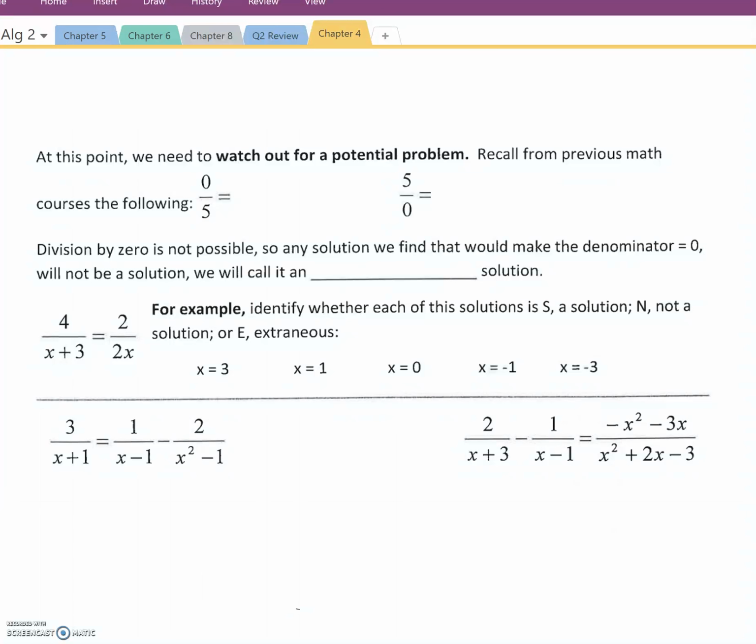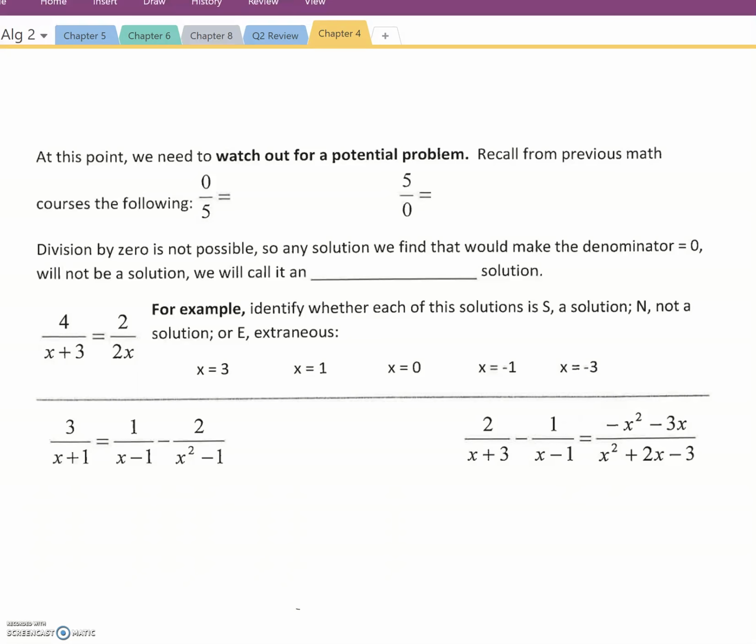All right, so far we have solved all of these equations for x or whatever our variable was, but there could be a time where you solve for x and the answer would not actually work. It wouldn't make any sense. That case happens when you divide by 0. So let's just talk about dividing by 0.